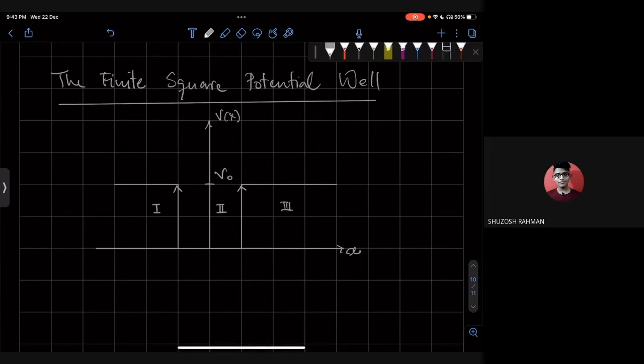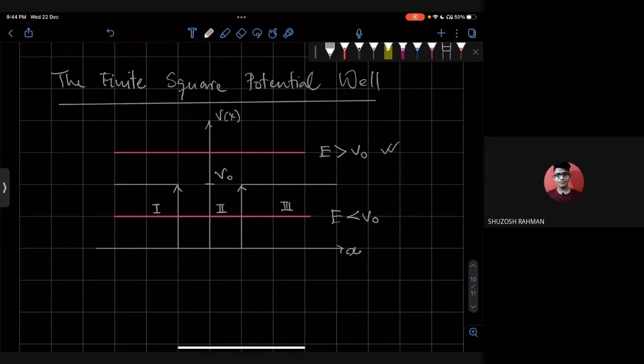There are classes of solutions. One is when the energy is positive and greater than V naught. The other one is when the energy is less than V naught. There's also the critical one in between. But E, the total energy, is greater than V naught, and the other case is E is less than V naught.